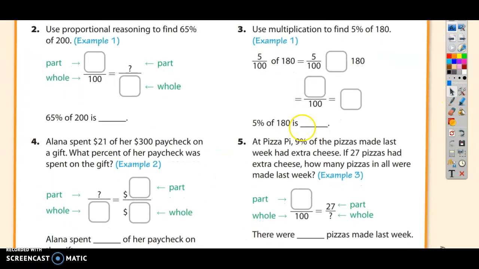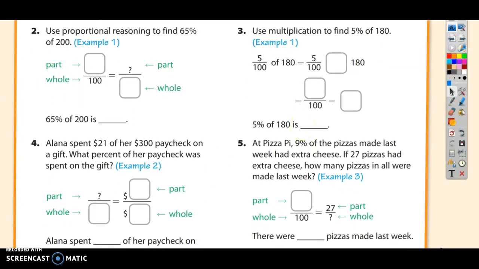Numbers 2 through 5. Should be able to fit them all on here. Number 2 reads, use proportional reasoning to find 65% of 200. So what we need to recognize is what 65% means. 65% means 65 hundredths. This right here goes right there. And it says out of 200, so 200 is the whole. And I don't know the part. That's why they have a question mark there. And so you just notice things here.